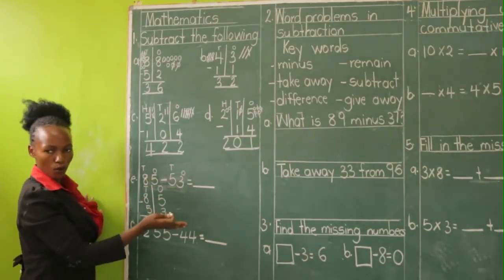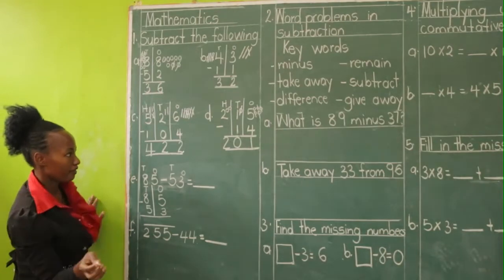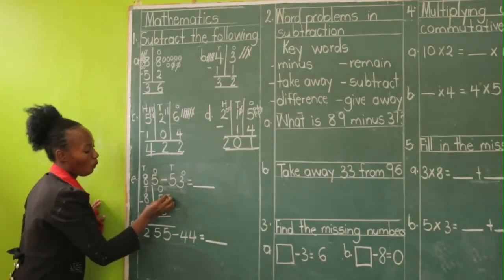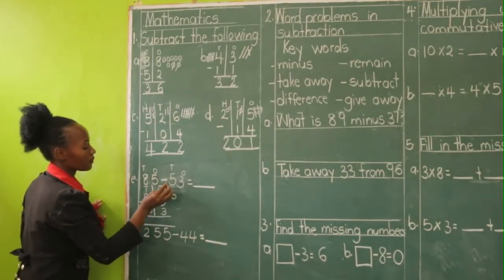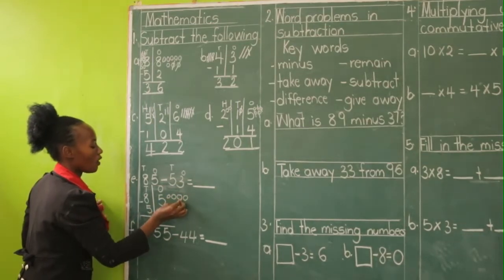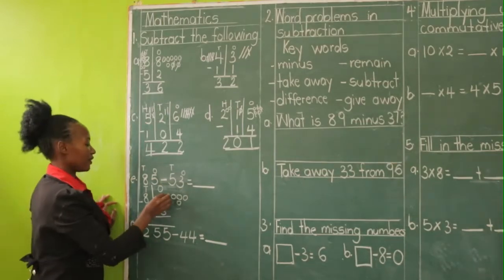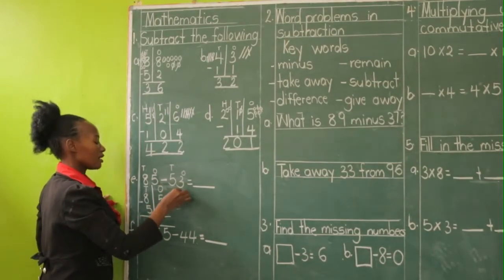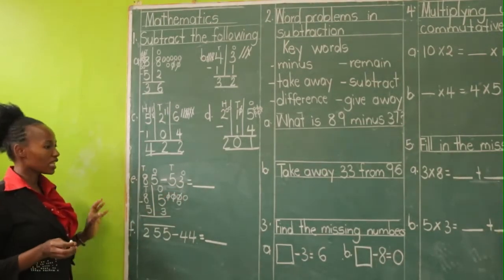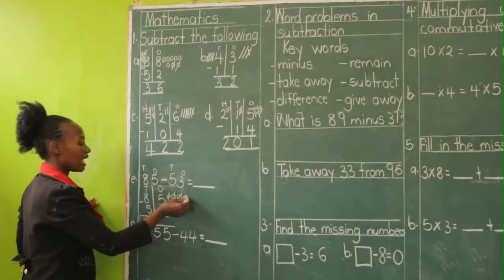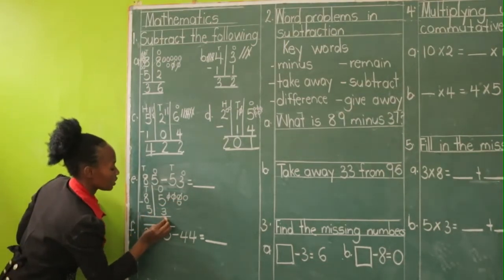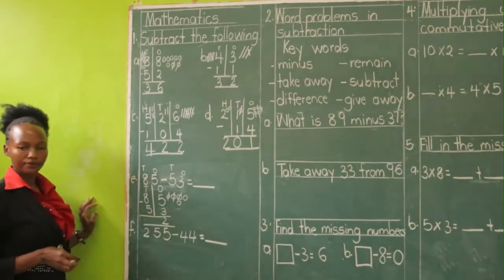Then here I'll start from 1s. I draw my 5 balls. 1, 2, 3, 4, 5. I cross out 3. 1, 2, 3. After, I count the remaining balls. 1, 2. The answer is going to be 2.